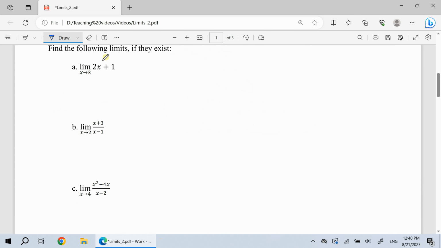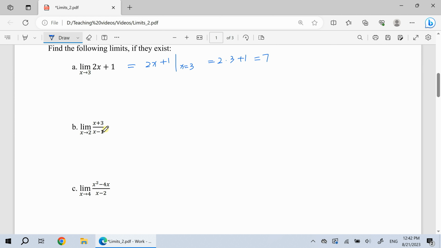For this one, the given function is a polynomial. X is not in the denominator, not in an even root. X could be any number. So we just replace the x by 3. So the limit is 7. That means x can approach 3, and also arrive at 3. 2x plus 1 is continuous at x equals 3.